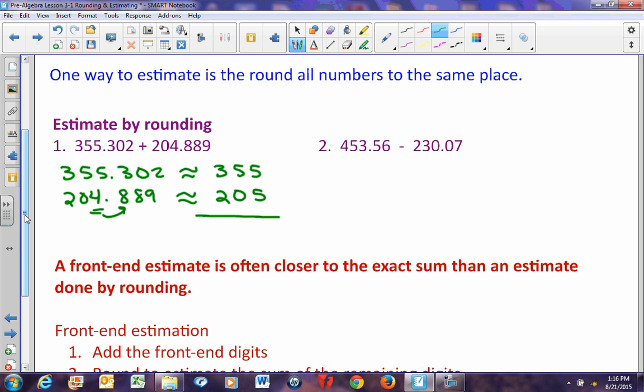Now, if I add these together, this is simply 560. And that's a good estimate. Notice I'm using the approximately equal to symbol to show that it is not an exact answer, but an estimated answer.